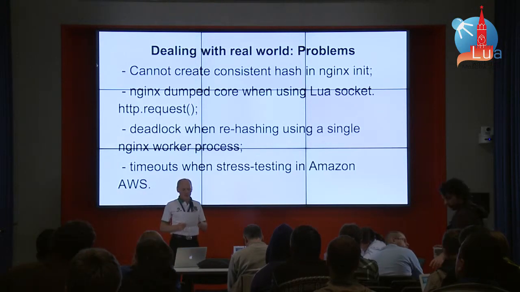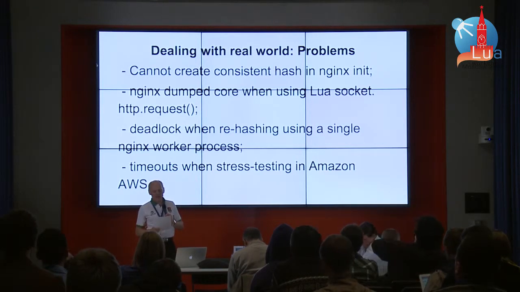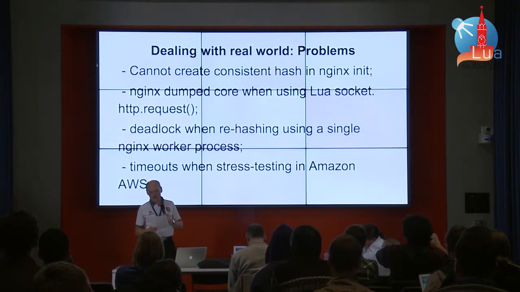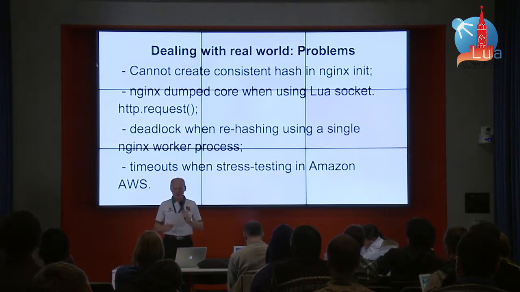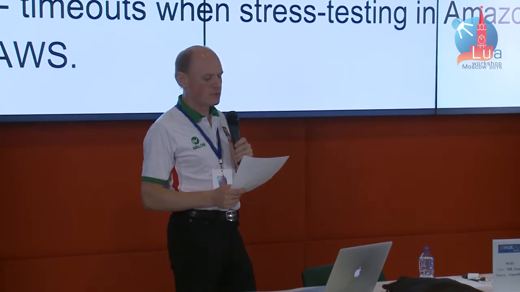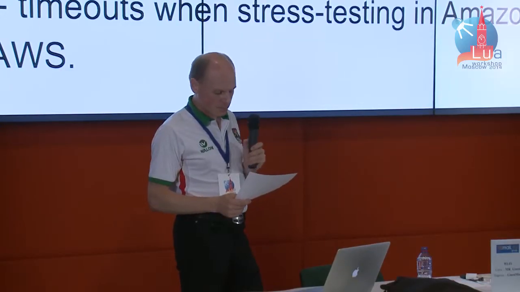The next problem was deadlock when rehashing using a single nginx worker process. It made us create several, more than one, nginx worker processes. And the last problem was timeouts when stress testing this in the Amazon Web Services environment. We had to use at least two powerful 8-core virtual servers to test the solution.